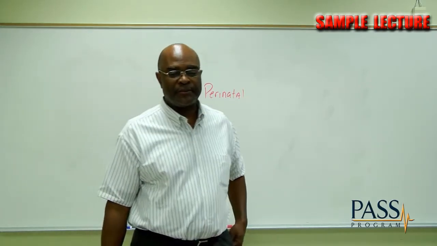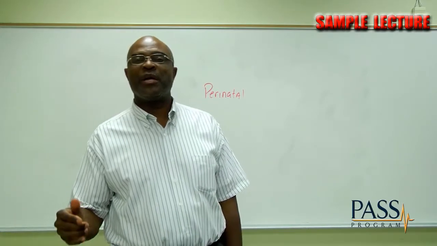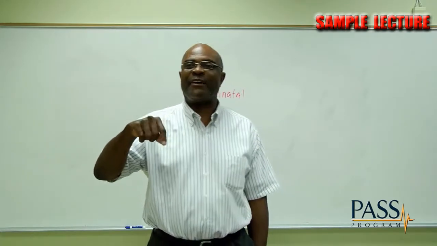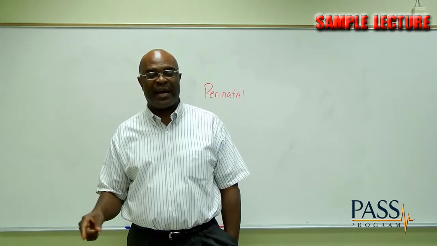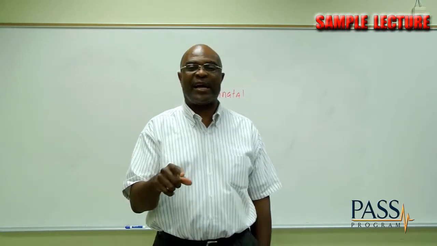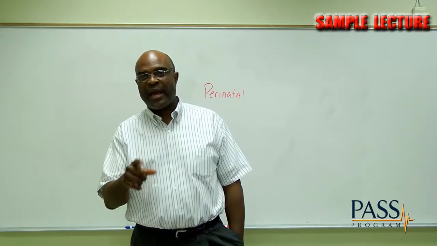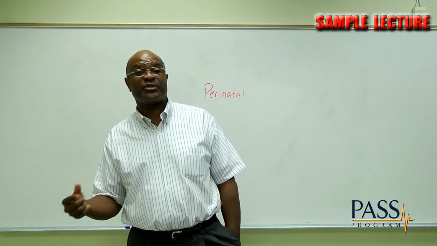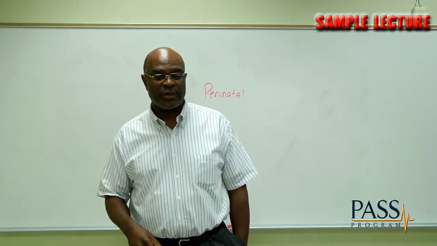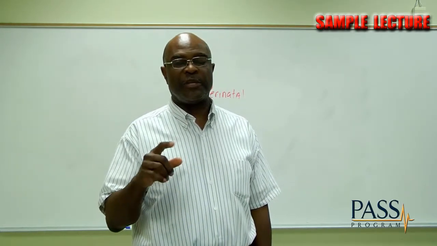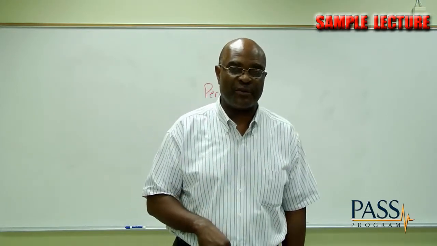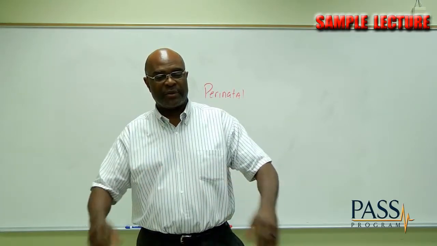Perinatal mortality would be the number of live births dying in the first month of life, but you now include stillborns. A stillborn is any child who died in utero after 20 weeks gestation. So the difference between neonatal and perinatal is that you add the stillbirths to the neonatal deaths.